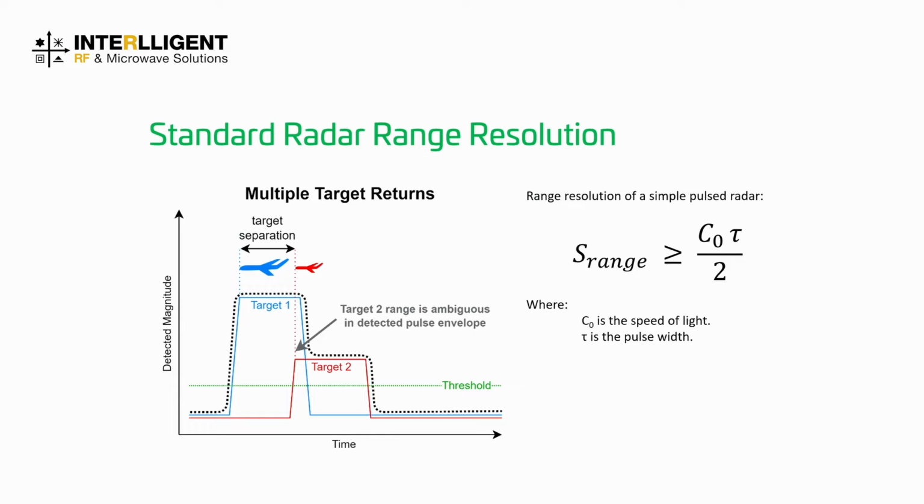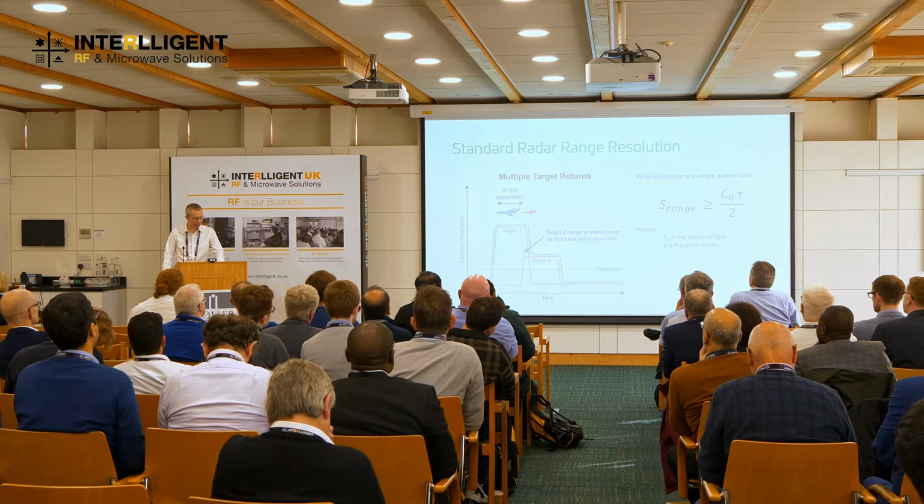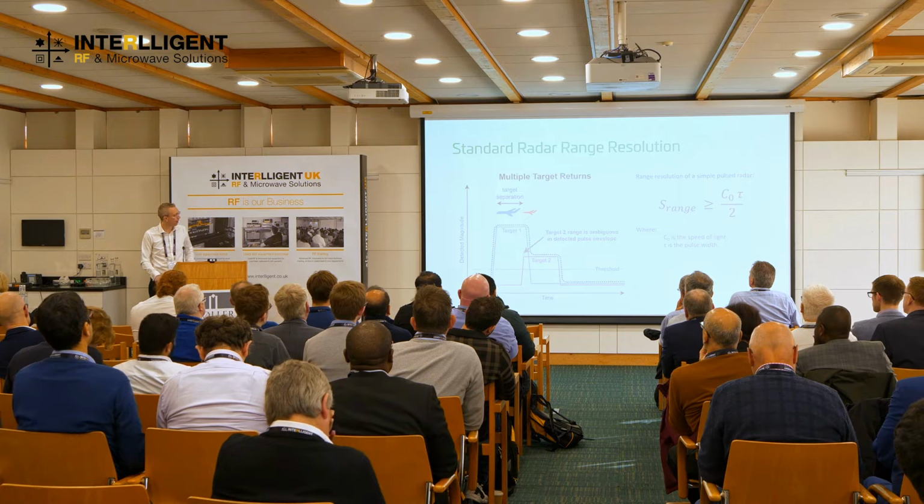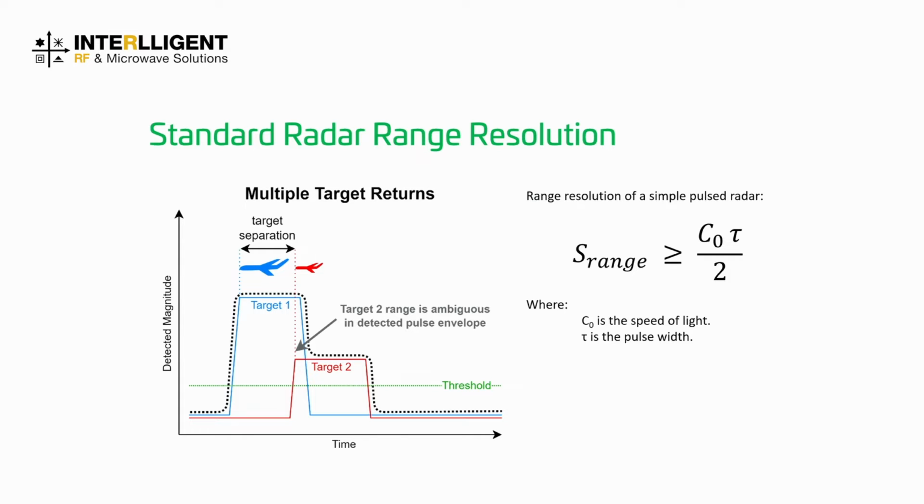So standard range resolution. With an unmodulated pulse, the range resolution is entirely a function of the pulse length, tau in that equation. And so if you've got two targets that are sat within the same range extent such that their reflections overlap, you'll just get this sort of ambiguous bump in magnitude, and it's quite difficult, for example, to locate that second target.